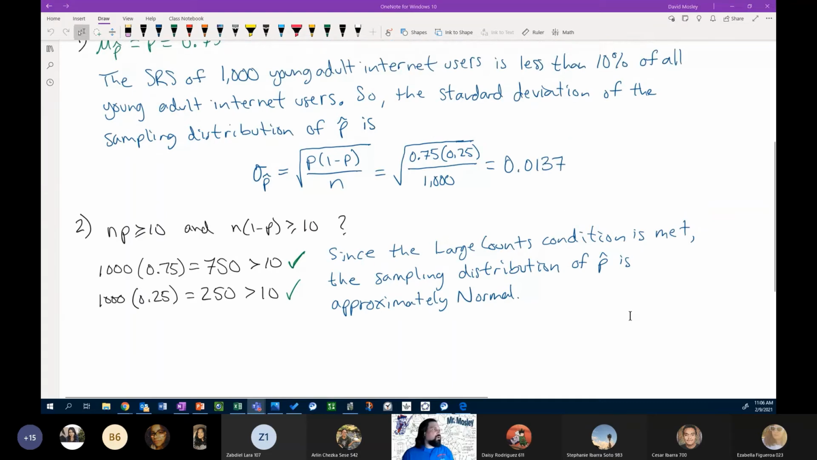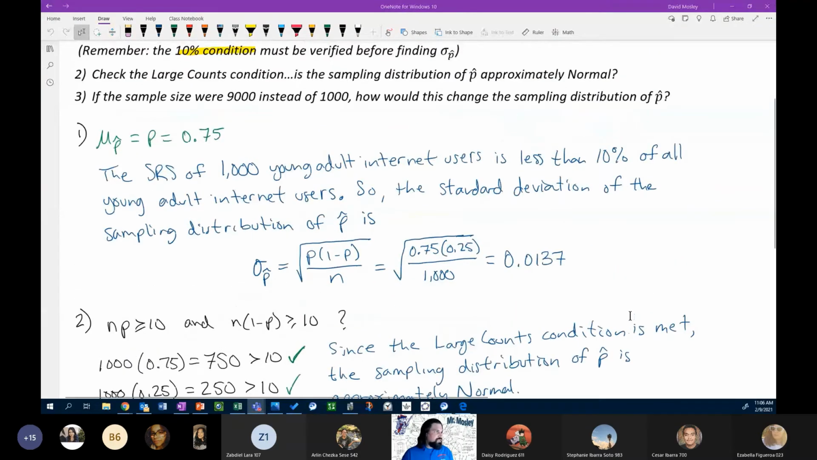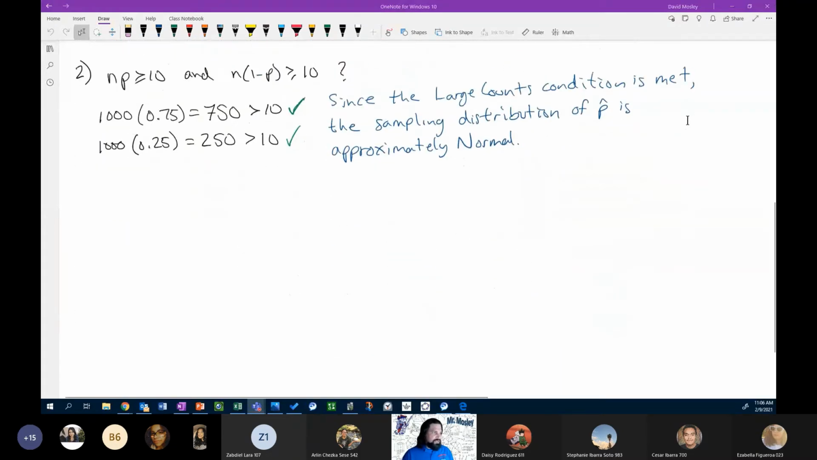So that's the answer to question 2. Last question: if the sample size were 9,000 instead of 1,000, how would this change the sampling distribution? When they ask that question, it's like, what effect is it going to have on how we describe the distribution? Is it still going to be normal? Is it going to change the shape? What's going to happen to the spread, the center, those types of things? To answer that, the sample size does not change the mean. Remember, the mean doesn't depend on n, it just depends on p, the population proportion.